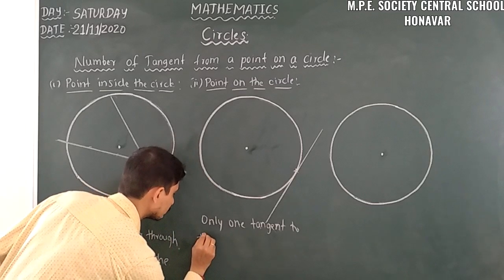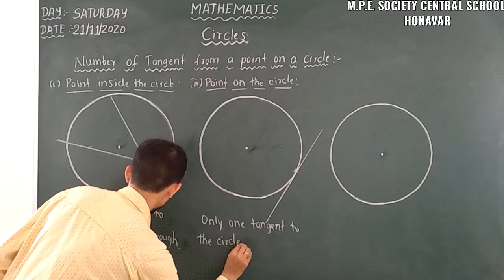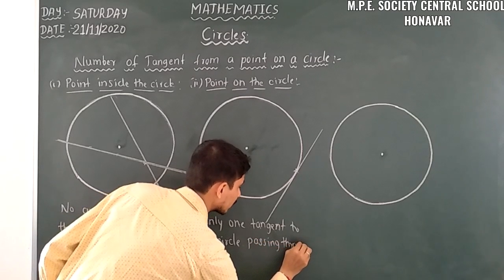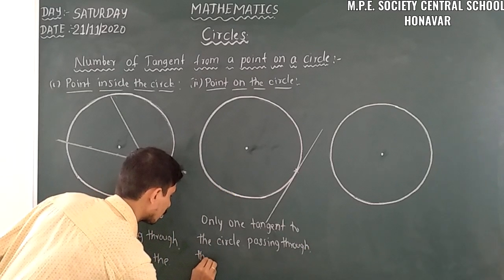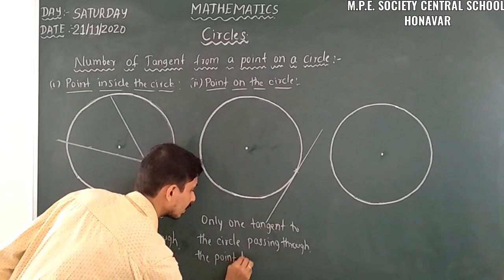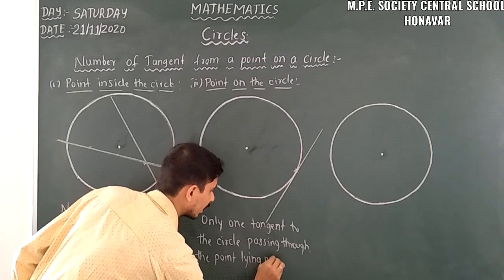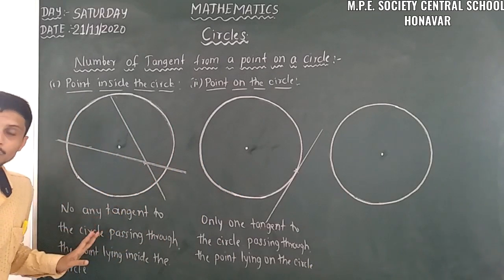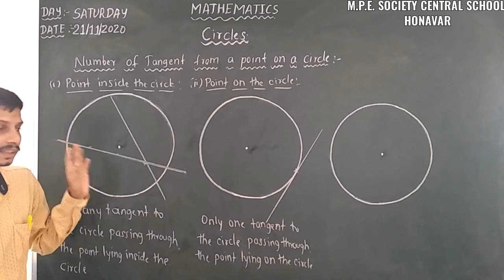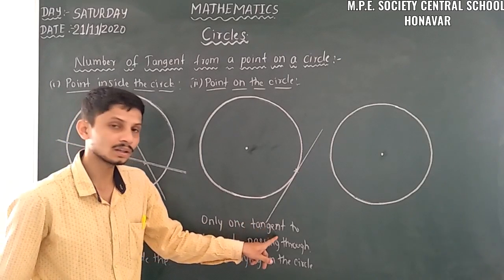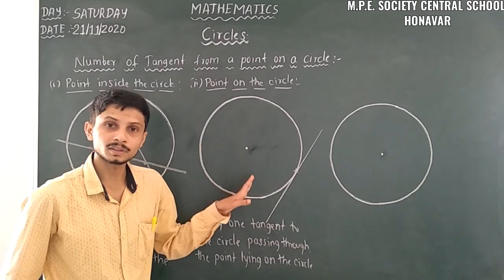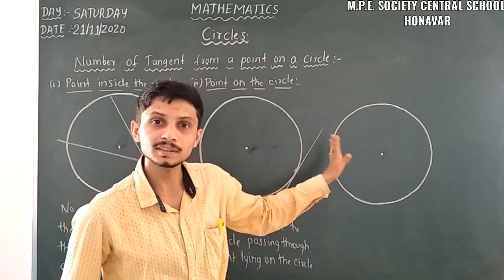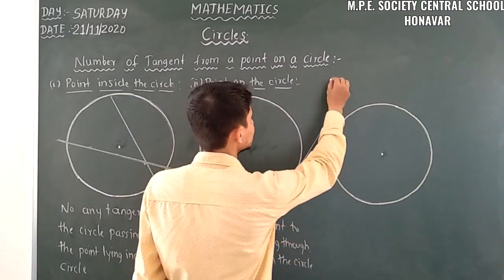Only one tangent to the circle passes through a point lying on the circle. So in the earlier case there is no tangent because the point is lying inside the circle. Here only one tangent can be drawn because the point is lying on the circle. And in the next case we have to take a point outside the circle. So let us take the third case.